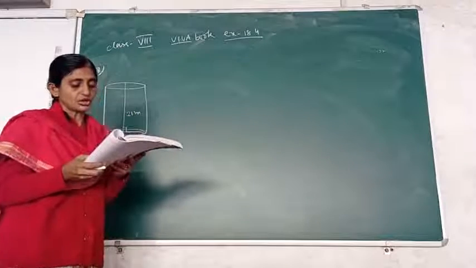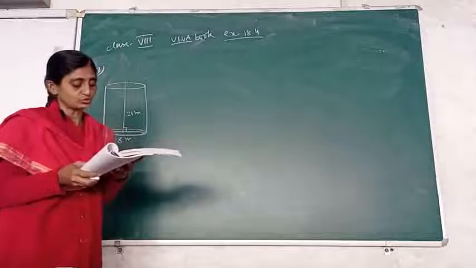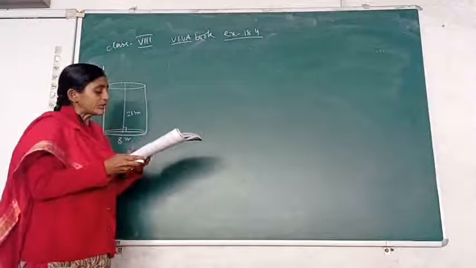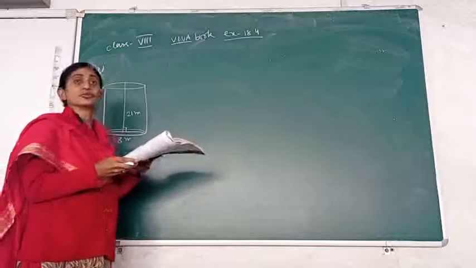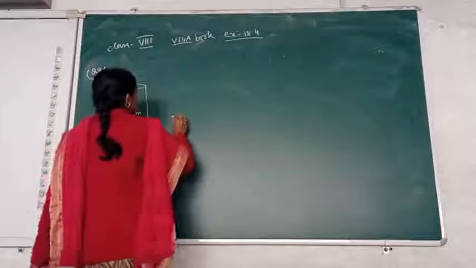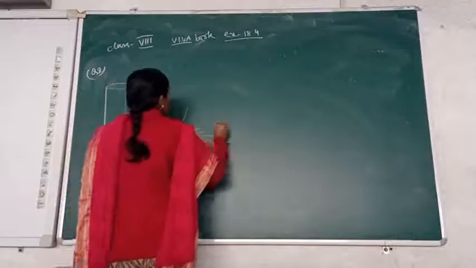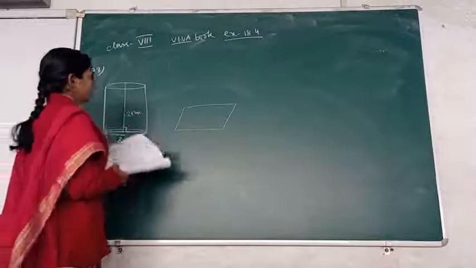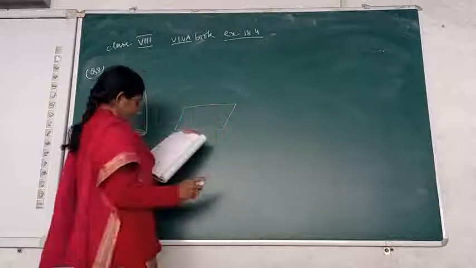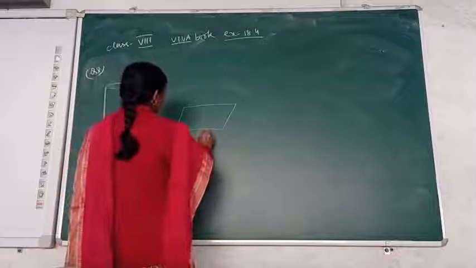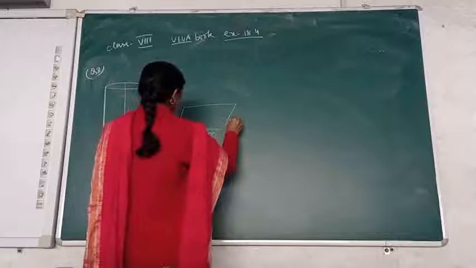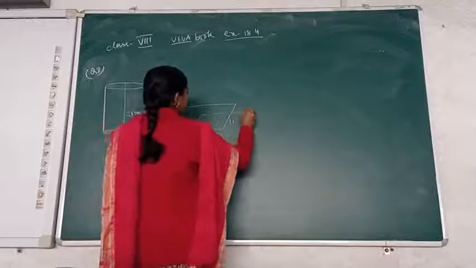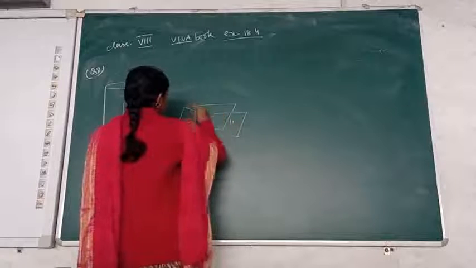So some soil will be dug out to sink this well. Now that soil will be spread over a rectangular plot. When it is put on a rectangular plot, the length and breadth of the plot are given, equal to 24 meter into 11 meter. So when we are putting this soil, definitely it has a certain height. Yes or no?